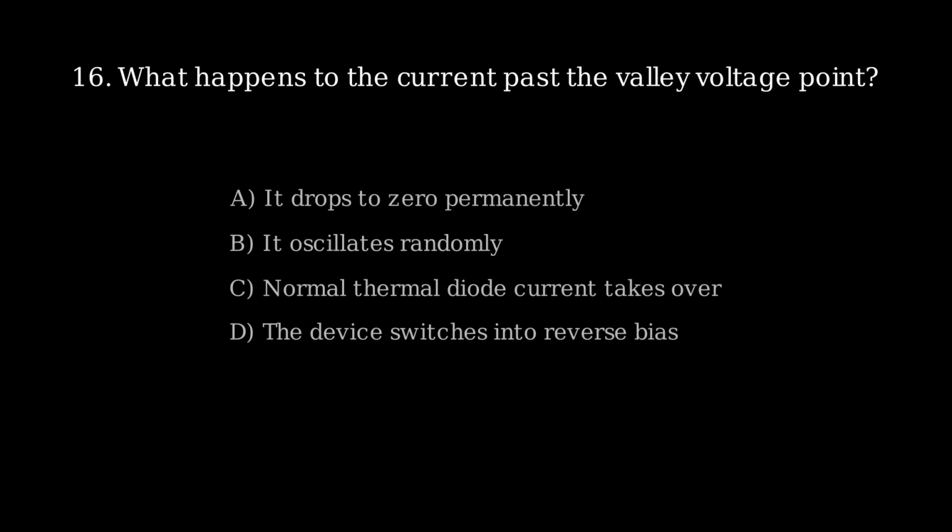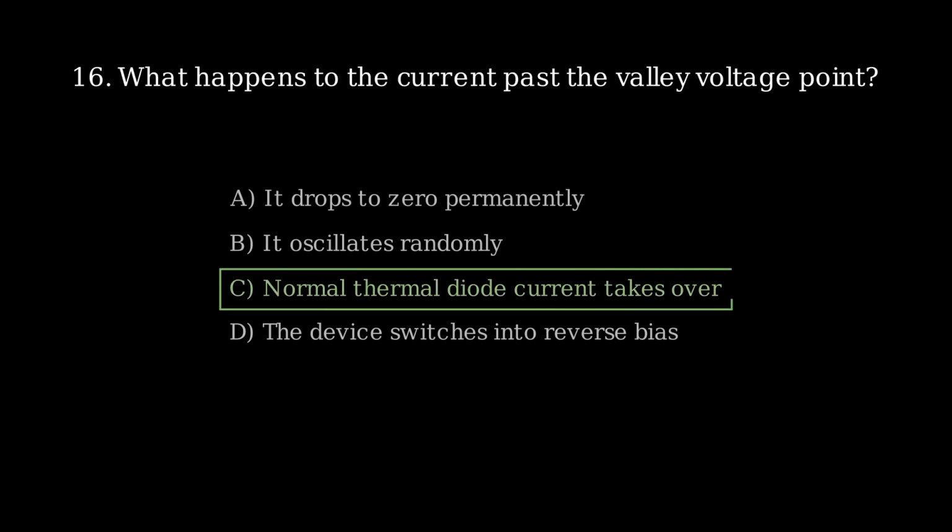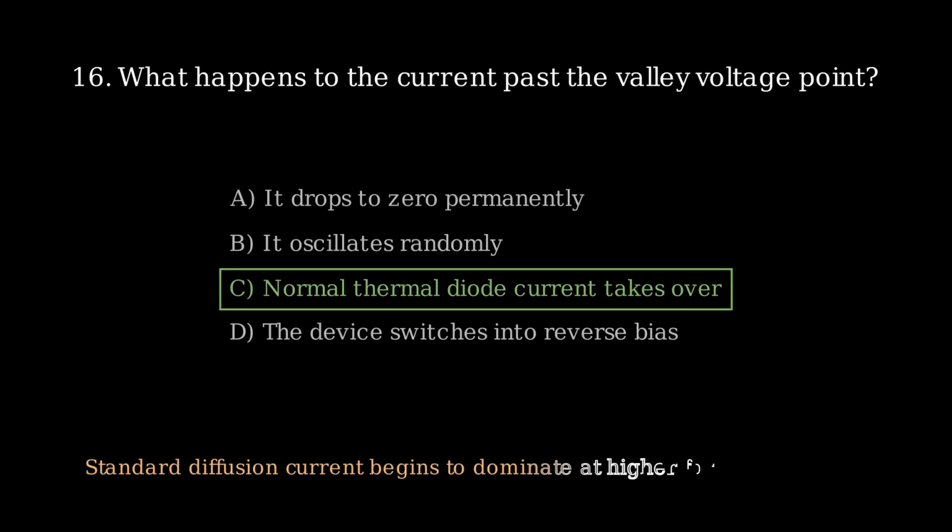Question 16. What happens to the current past the valley voltage point? Past the valley point, quantum tunneling ceases and normal thermal diffusion current takes over.